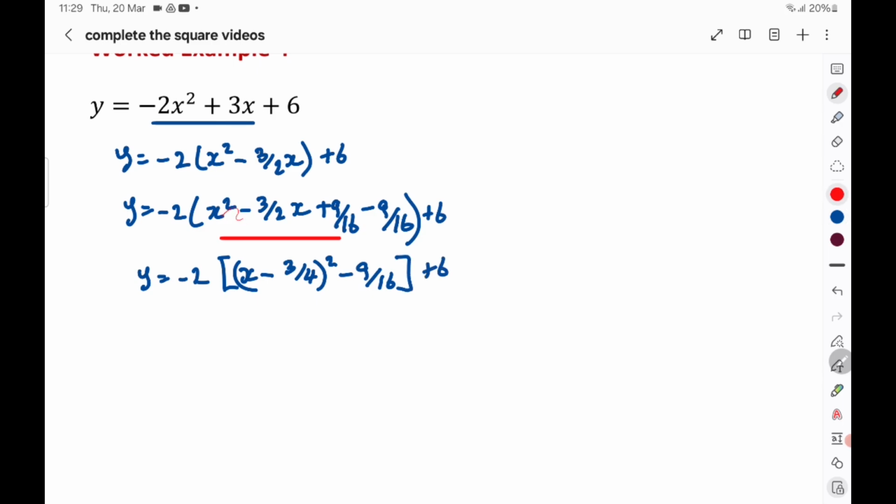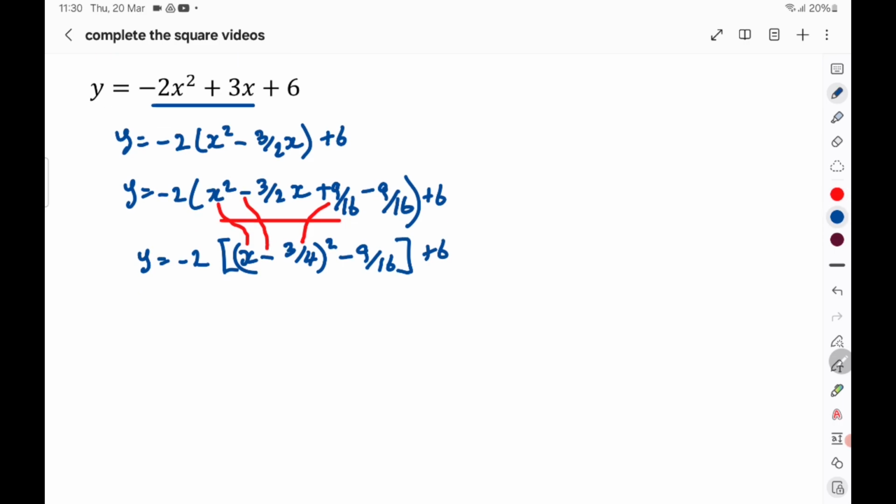How did I do that? We've got x here, we have the sign negative, and 3 on 4 squared is 9 on 16. Now we'll multiply 3 by negative 2, so y is negative 2 (x minus 3 on 4) squared plus 9 on 8 plus 6. Because negative 2 times negative 9 on 16 is 9 on 8.